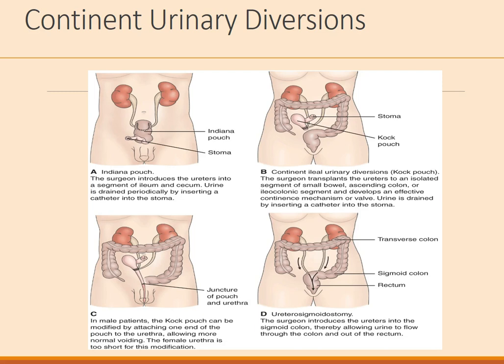The Indiana pouch, the surgeon introduces the ureters into a segment of ileum and cecum. Urine is drained periodically by inserting a catheter into the stoma and pulling it out. A continent ileal urinary diversion, or a Koch pouch, the surgeon transplants the ureters to an isolated segment of the small bowel, ascending colon or ileocolonic segment, and develops an effective continence mechanism or valve. The urine is drained by inserting a catheter into the stoma.